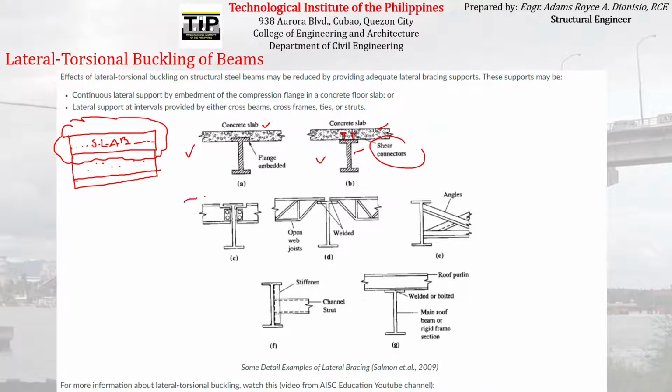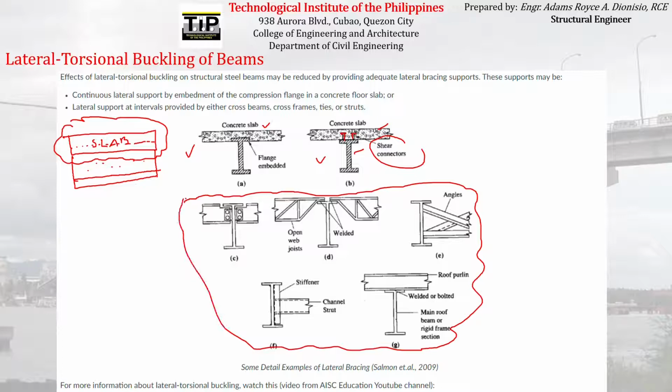Although you can also provide any of these options to provide lateral bracing to the steel beam. These configurations that you are seeing here are usually provided at a certain distance from each other. You can either provide another beam to act as a lateral support to the steel beam that we have here, or you can provide open web joists, angles, or channel strut with stiffener, or roof purlin. Each of these is just a lateral bracing provided at a certain point along the length of the beam.